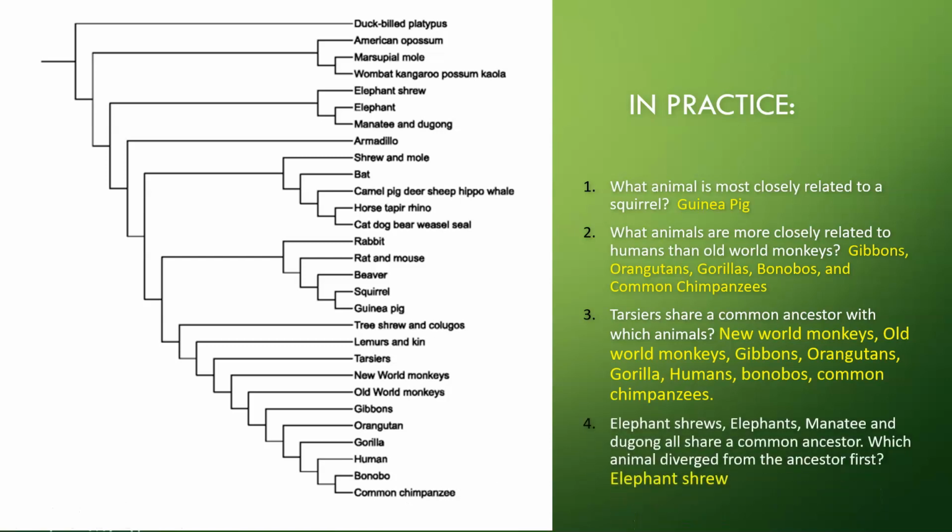Elephant shrews, elephants, manatee, and the dugong all share a common ancestor. Which animal diverged first? The elephant shrew. So here we are, we've got all of these three here, and the elephant shrew is the first one to diverge.